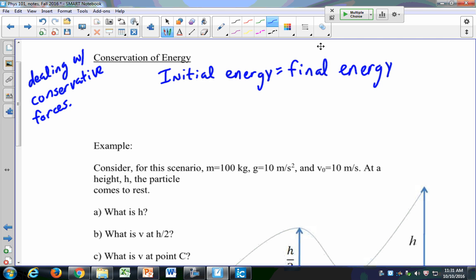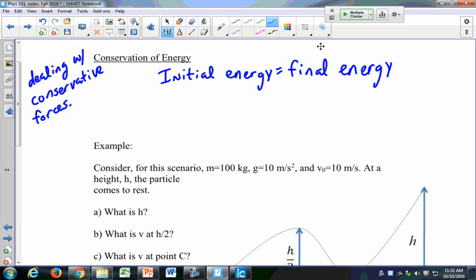Now, it would apply to non-conservative forces too if you could take into consideration all the energy that's lost. So when you have friction, if you can include things like thermal energy and the deformation of the surfaces and stuff like that, when you're taking into consideration non-conservative forces. But in this case, we're just going to think about conservative forces. So we're only really thinking about gravitational forces.